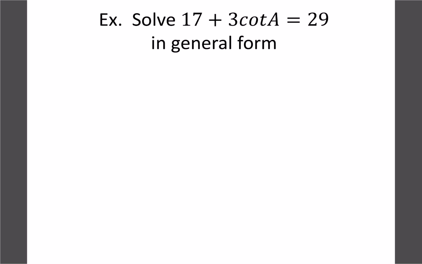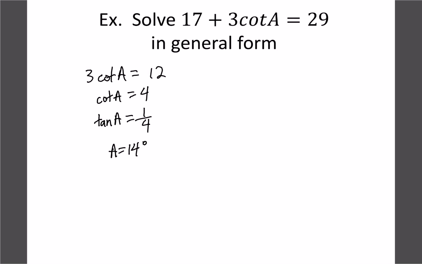So here's another equation. Just like before, we want to simplify this first. So that'd be 3 cotan equals 29 minus 17, which is 12. Then let's divide by 3. So 12 divided by 3 is 4. And cotan, remember, is the flip of tan. So that would be the same thing as tan of a quarter. So now we're good to go. We can just on our calculator go second tan of a quarter, and that gives us an angle of 14 degrees.